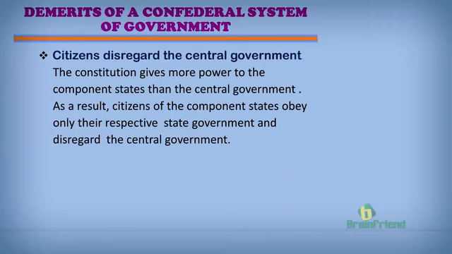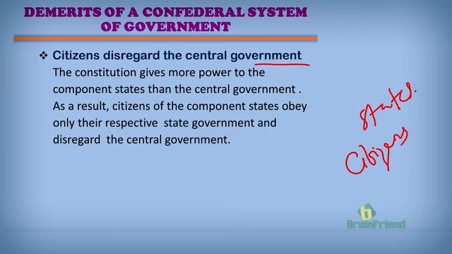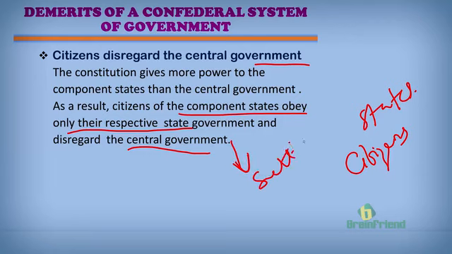Another demerit of the confederal system of government is citizens' disregard of the central government. The constitution of this form of government gives more power, like we know, to the sovereign states that are members. As a result, citizens automatically pay more respect and attention to their respective states than to the central government. The powers given to the component states make their citizens obey their respective states far more than the central government. This is one way that leads to a break in the union, and it also decreases the powers the central government has to settle disputes among the component states and to have a say and make decisions in that confederacy.